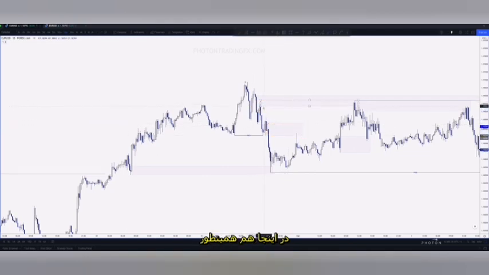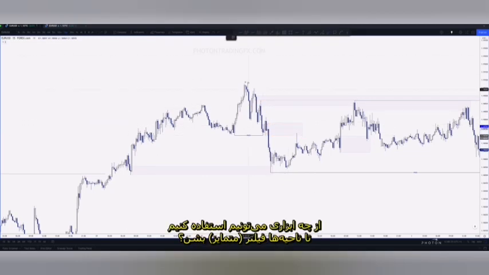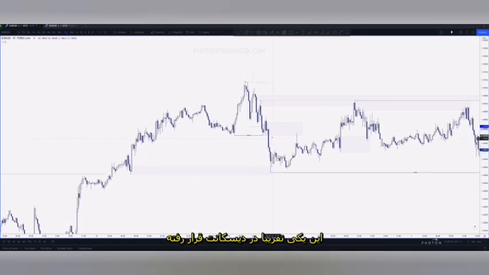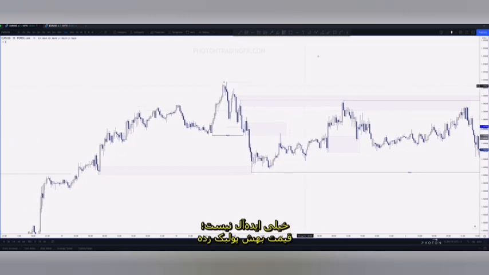We have these supply zones here to look at. So what's one tool we can use to help us pick, or filter out, the zones? We can use premium and discount. Okay, so this one's pretty much in a discount. It's not ideal. Price pulls back into it. It has a bit of a reaction, right?